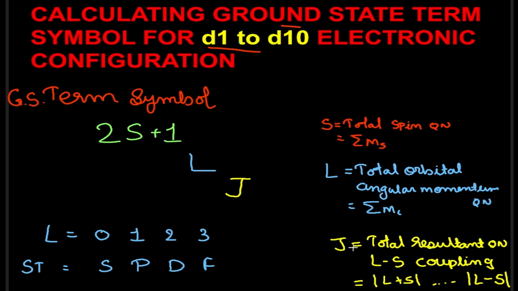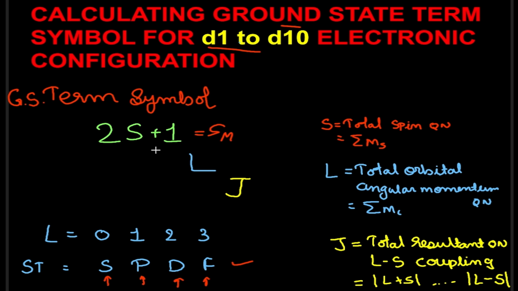LS coupling gives rise to the value of J, and the values of J are from L plus S down to L minus S. This 2S+1 is also known as spin multiplicity. The values of L, that is 0, 1, 2, 3, are assigned spectroscopic terms: for 0 the term is capital S, 1 is capital P, 2 is capital D, and 3 is capital F, and so on. So these are the spectroscopic terms that we'll be using.